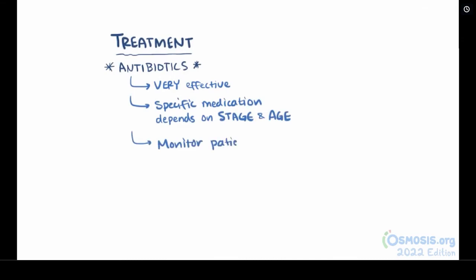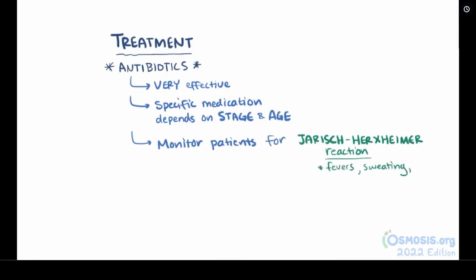It's also important to monitor patients being treated with antibiotics because they can develop Jarisch-Herxheimer reaction, which is where they develop fevers, sweating, and muscle pains in response to spirochetes breaking open and releasing a lot of antigens all at once, which is just super immunogenic.